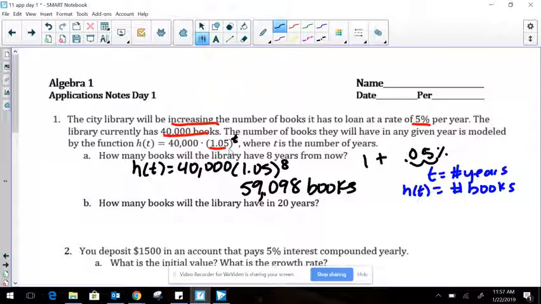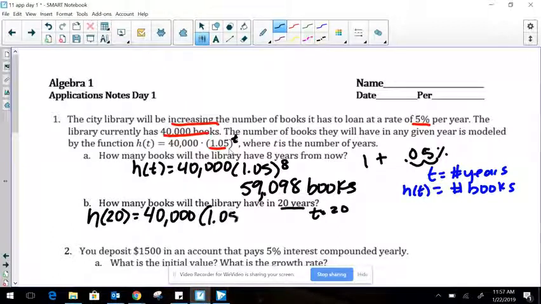All right, then 20 years, that means t is equal to 20. So I have h. I'm just going to place my 20 in here. That's my function notation. It's just telling me I'm plugging in 20 for t. I'll type that into my calculator. This number's going to be pretty big. What do you get? Good. Okay, so you get 106,131 books. Wow, that's a lot of books.